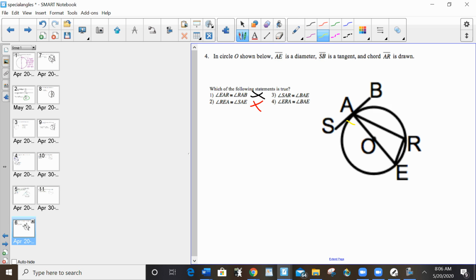Choice 3, SAR intercepts, this piece goes to R, this piece leaves at A, intercepts AR. BAE is a tangent and a diameter, making it a right angle. Is the yellow a diameter? No, the yellow is more than a semicircle. It's not a right angle. That's not your answer.